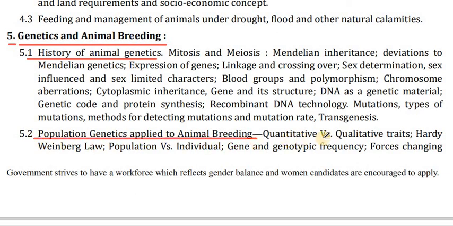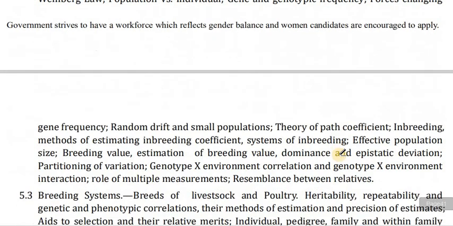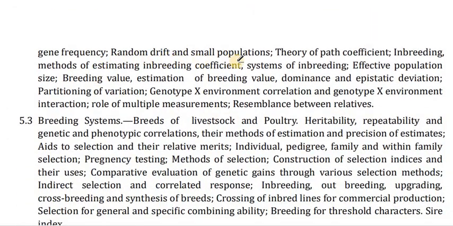populations, genetics applied to animal breeding, quantitative versus qualitative traits, Hardy-Weinberg law, population versus individual gene and genotypic frequency, forces changing gene frequency, random drift and small population. Theory of path coefficient in breeding, methods of estimating inbreeding coefficient, systems of breeding, effective population size, breeding value, estimations of breeding value, dominance and epistatic deviation, partitioning of variations, genotype by environment, correlation and genotype by environment interactions, role of multiple measurements, resemblance between relatives.